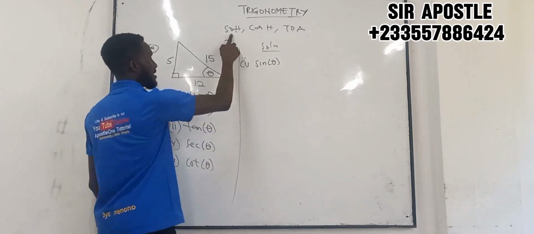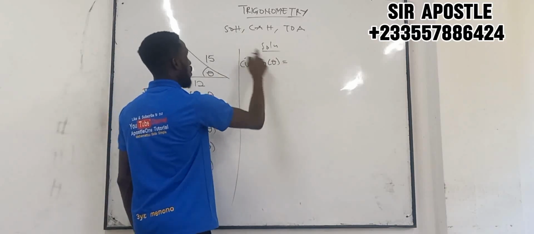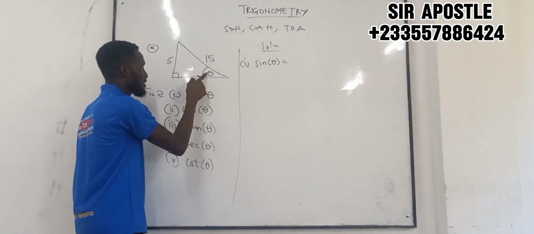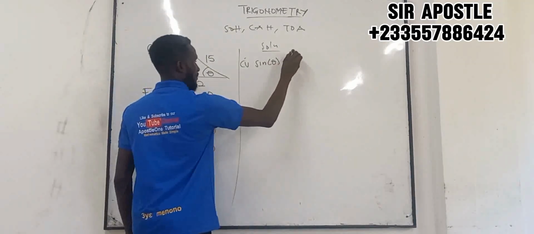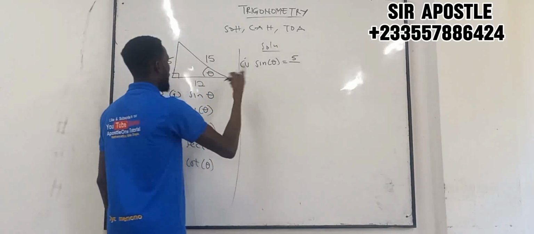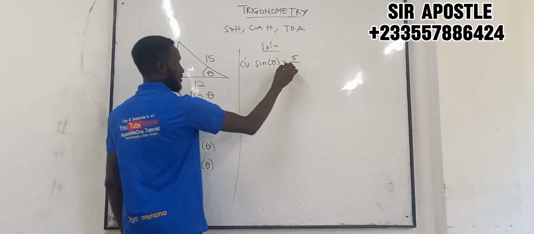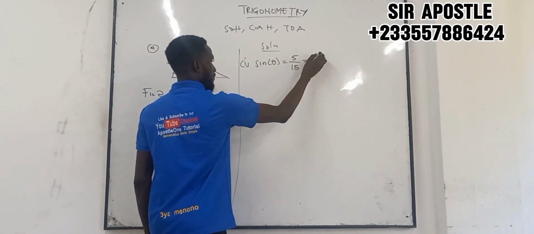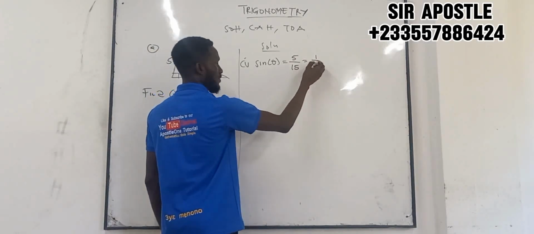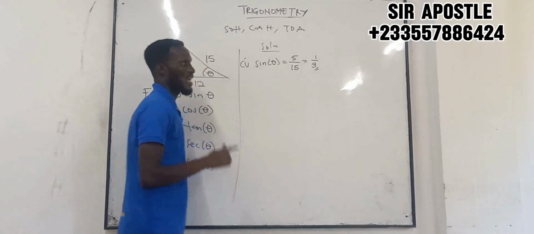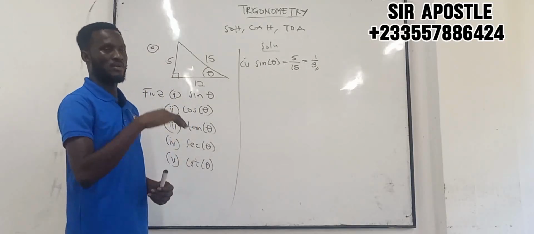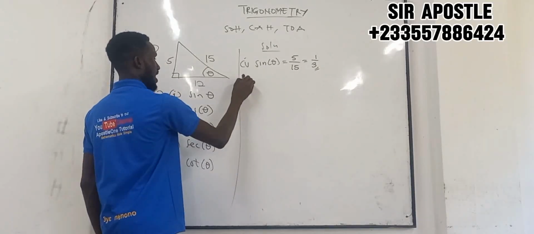So sine is SOH, and SOH means opposite over hypotenuse. What is the opposite? The opposite is 5 over the hypotenuse. Hypotenuse is 15. Now 5 goes into 5 once, and 5 goes into 15 three times. So the answer is 1 out of 3. You have to break it down at least if you can.